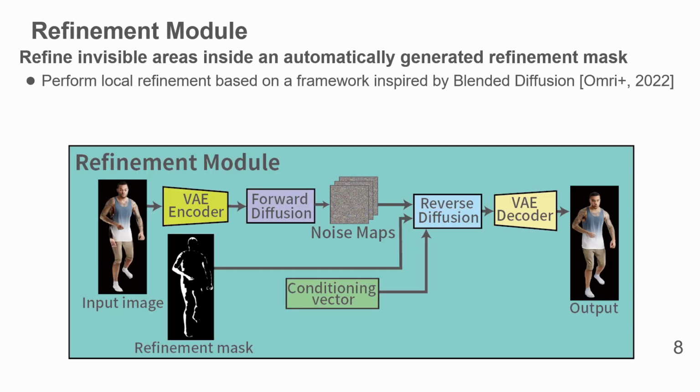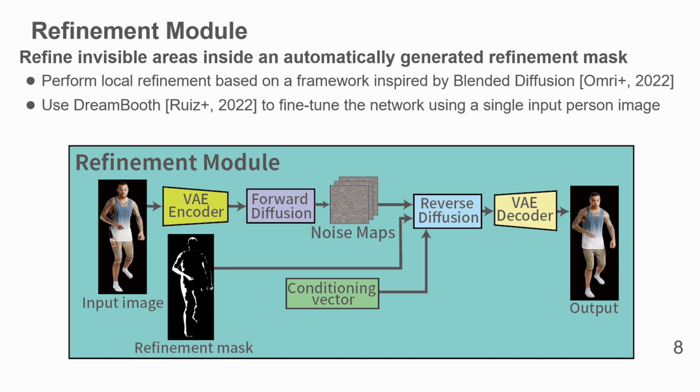This slide describes our refinement module, which refines invisible areas inside an automatically generated refinement mask. As you can see in this figure, we perform refinement by adding and removing some noise on an input latent map using Stable Diffusion conditioned on some vectors, such as pose information. Also, our refinement module performs local refinement based on a framework inspired by Blended Diffusion. This framework enables modifying unnatural textures while retaining areas outside the mask. In addition, we use DreamBooth to fine-tune the network using a single input person image. This facilitates preserving a person's identity faithfully.